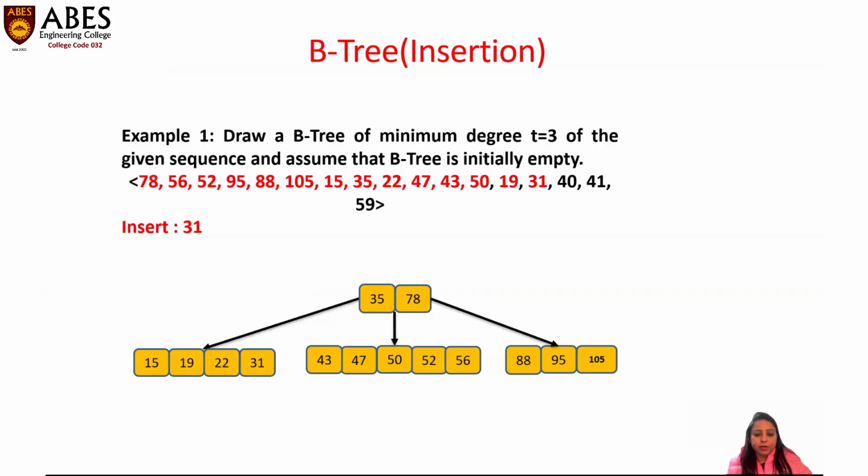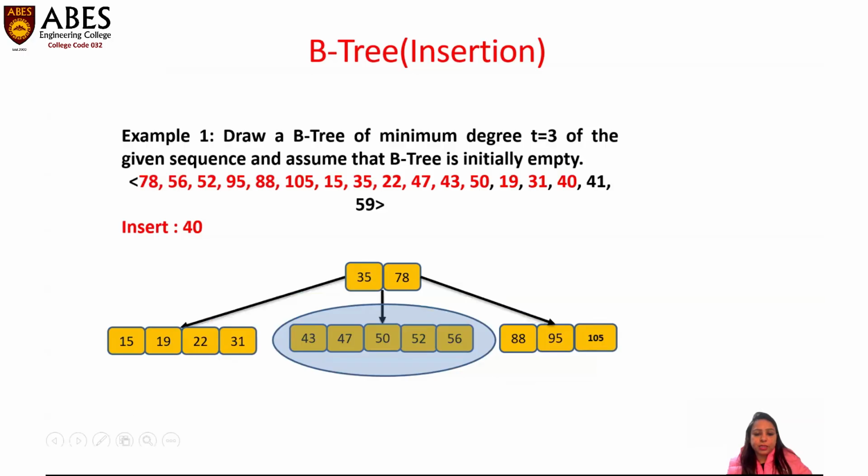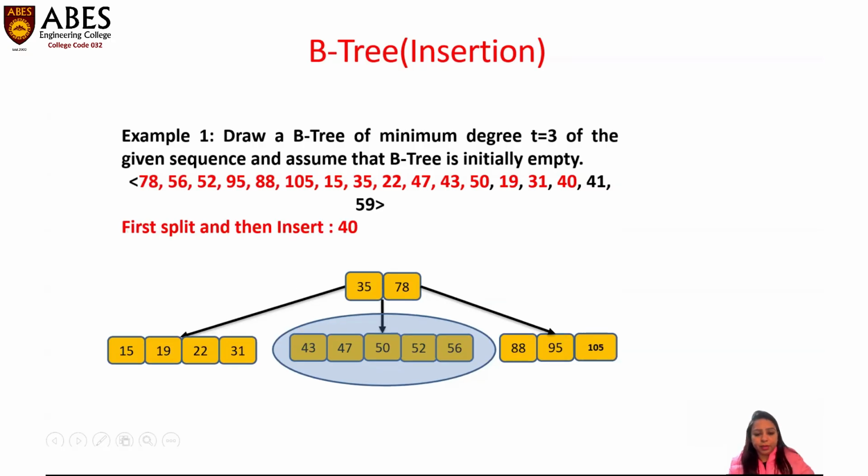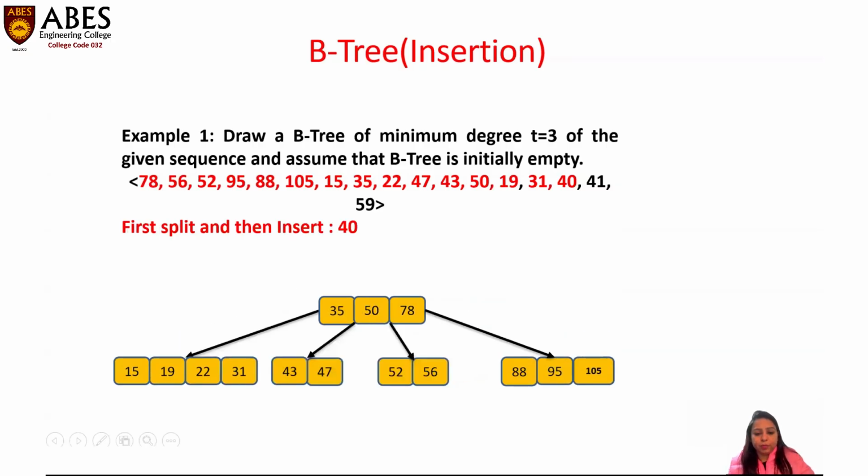Next is 40. 40 has to be inserted in this particular node. So 50 is the median value that will move upward. So split and 50 will move upward. The values that lie between 35 to 50 will be in this particular node. Values that lie between 50 to 78 will be depicted in this particular node.